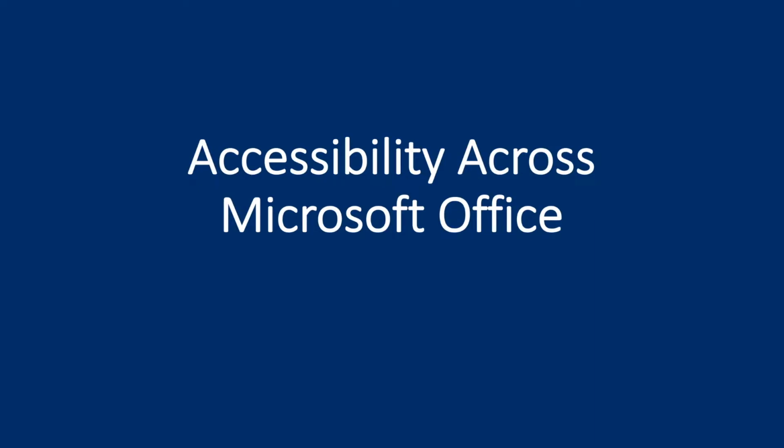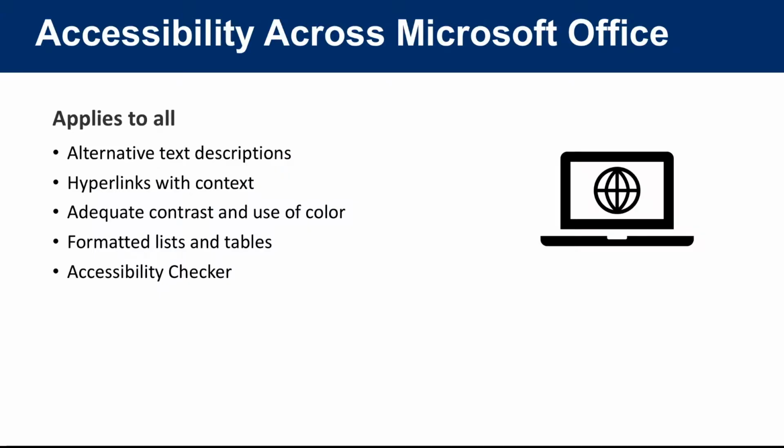Accessibility across Microsoft Office. There are a number of accessibility features and processes that are common across Microsoft Office applications, and these include adding alternative text descriptions to images, tables, and charts and graphs, formatting hyperlinks with context, ensuring adequate contrast and use of color, formatting lists and tables, and using the accessibility checker.